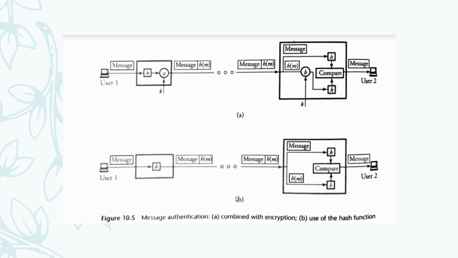This is the second method wherein the hash value is not encrypted. User 1's message is generated, the hash value is computed, and the computed hash value is sent along with the message. At the receiver, the message and the hash value are separated. The message hash value is computed again to check whether the message is altered or not. So it is compared. If they are equal, then the message is forwarded to the user.